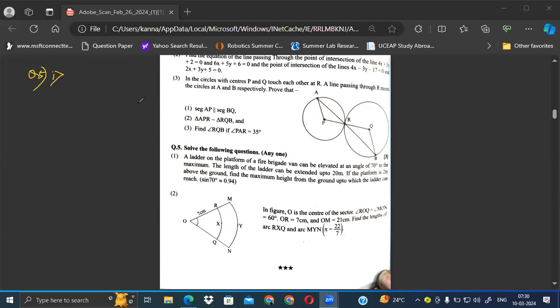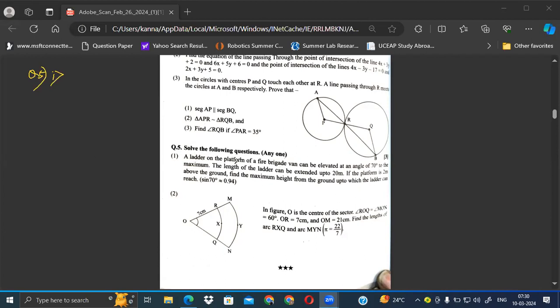We are doing the question lecture number 3 of paper solving, paper number 1. In that, question number 5, I'm doing first part. A ladder on a platform of a fire brigade. A ladder, try to understand this. It's given in English. We should try to put it in the form of a right angle triangle.